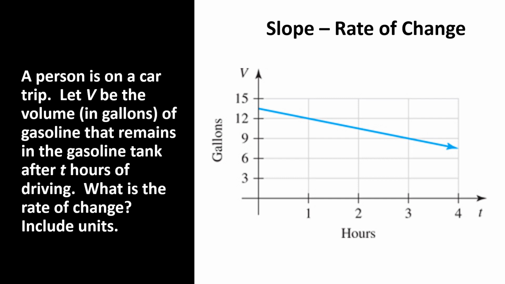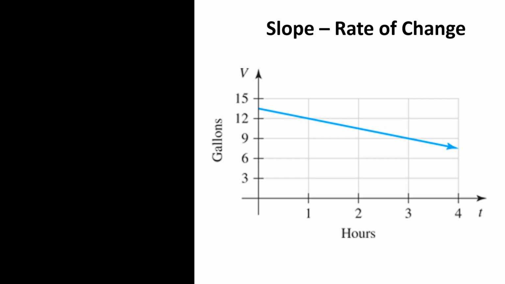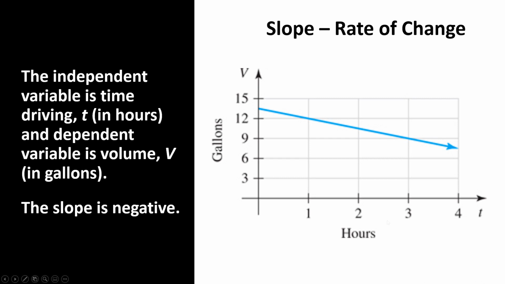Whenever we're given these word problems, we always want to determine what is our independent variable, what is our dependent variable, what is our x, and what is our y. So for this example, the x, the independent variable, is t. It is along the x-axis. The y variable, the dependent variable, is V, the volume, and it's always on the vertical axis. And clearly we can see the slope is negative. As x is increasing, y is decreasing, getting smaller. And that makes sense.